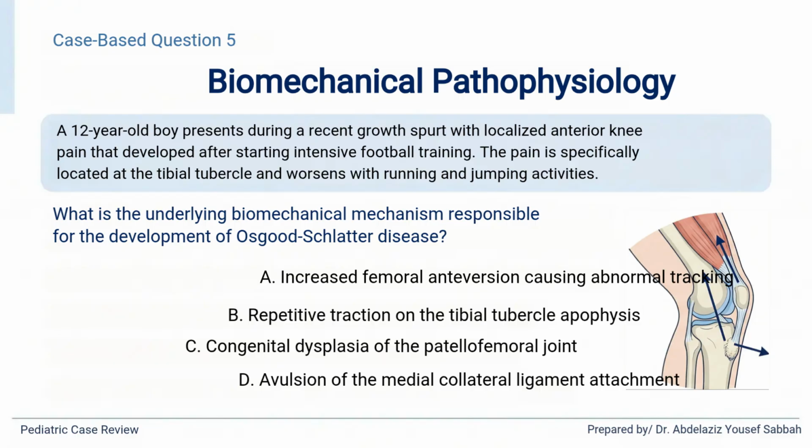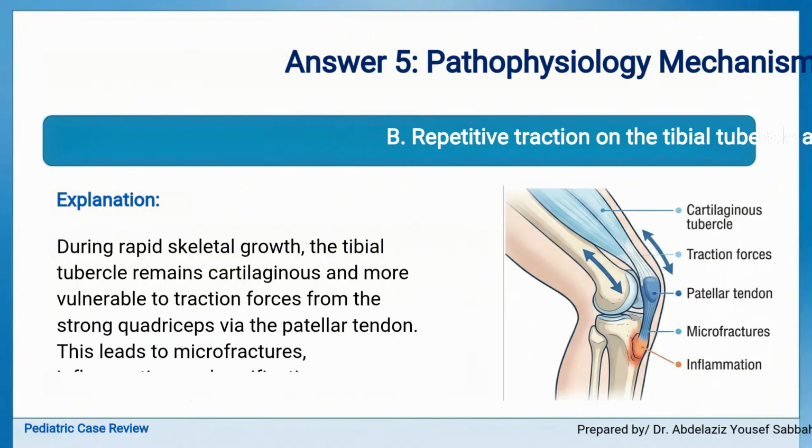Option B. Repetitive traction on the tibial tubercle apophysis. Option C. Congenital dysplasia of the patellofemoral joint. Option D. Avulsion of the medial collateral ligament attachment. The correct answer is option B. Repetitive traction on the tibial tubercle apophysis.